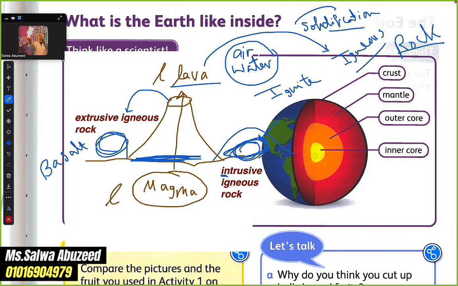And here, if it's inside the ground, I remember ground, so it's going to be GR, ground. Granite. Granite means inside of the ground. So this is the igneous rock, which is the first type of the rocks.